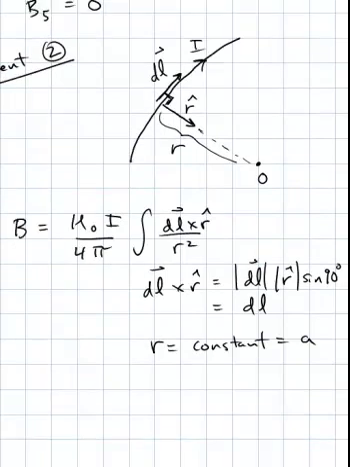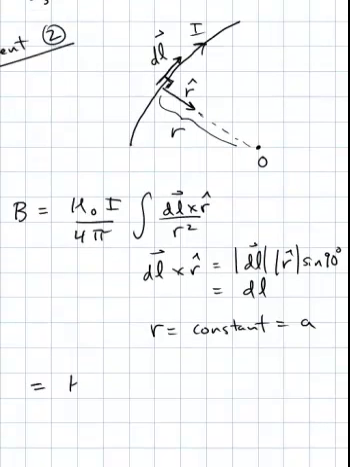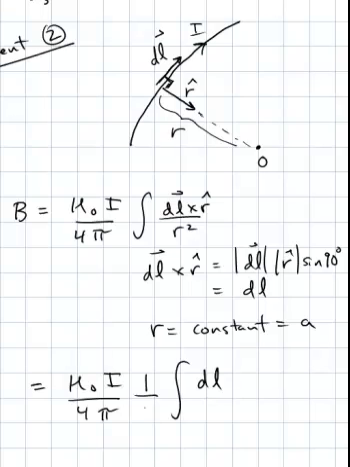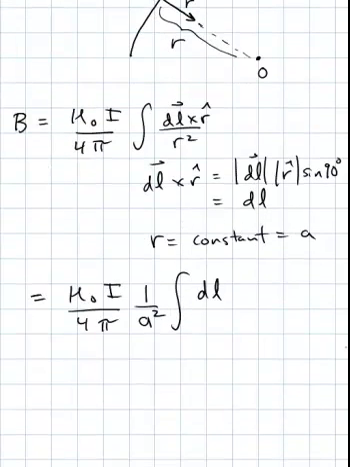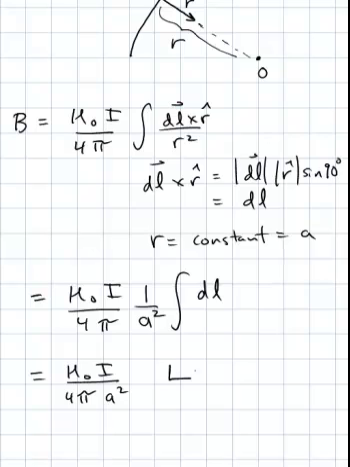So let me go ahead and plug those into Biot-Savart law, and you'll see that this becomes trivial to solve. The dl cross r hat just leaves me with a dl, and the 1 over r squared can come out because it's a constant, and the integral of dl is just the length of that arc.